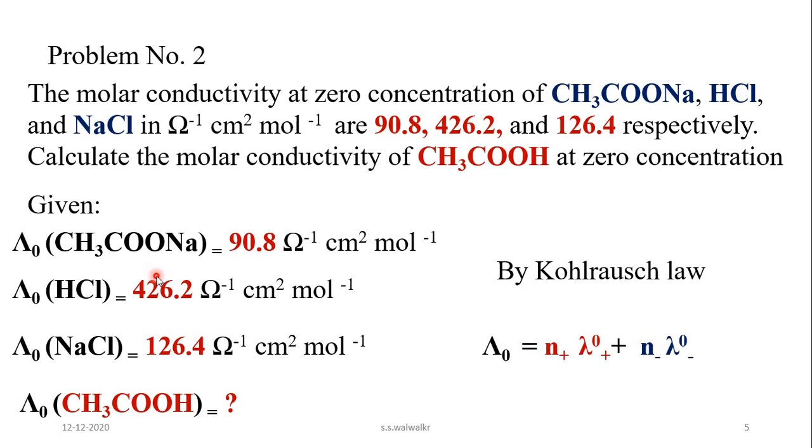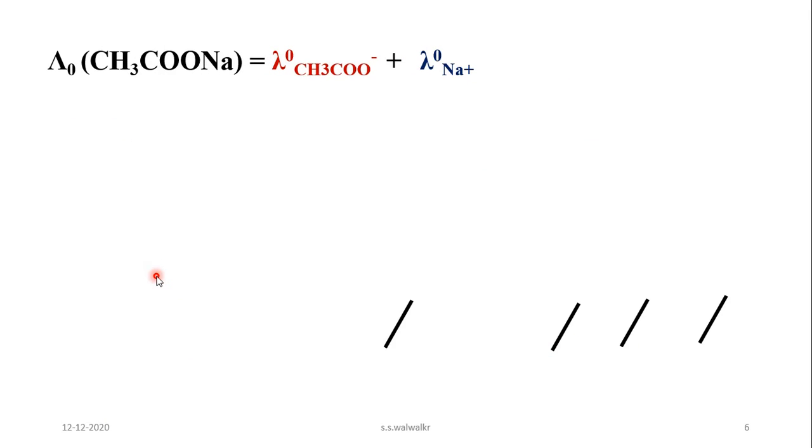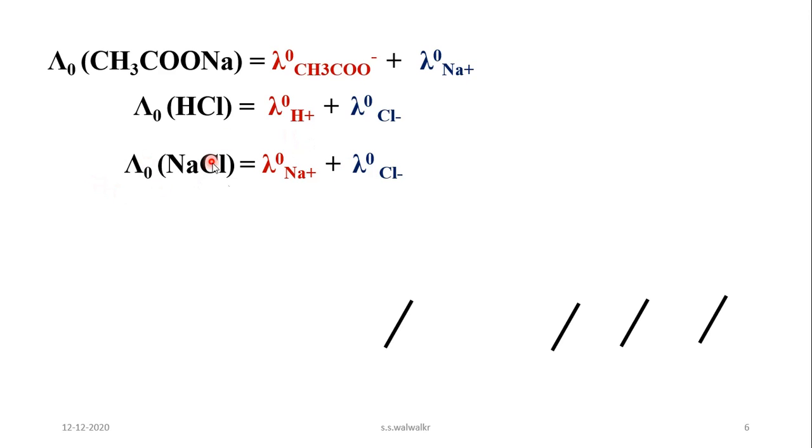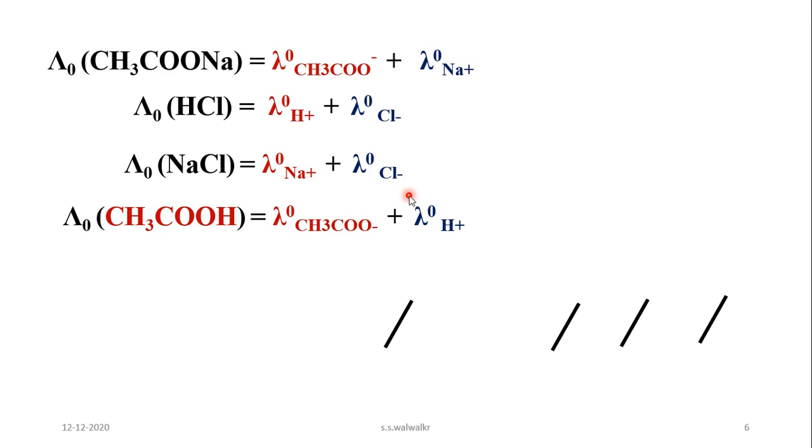Now according to Kohlrausch law, lambda 0 is equal to n plus lambda 0 plus, plus n minus lambda 0 minus. So first what you have to write is lambda 0 of sodium acetate is equal to lambda 0 of acetate ion plus lambda 0 of sodium ion. Like that, lambda 0 of HCl is equal to lambda 0 of H ion plus lambda 0 of Cl ion. And lambda 0 of NaCl is equal to lambda 0 of Na ion plus lambda 0 of Cl ion. And like that, lambda 0 of acetic acid is equal to what? Lambda 0 of acetate ion plus lambda 0 of hydrogen ion.